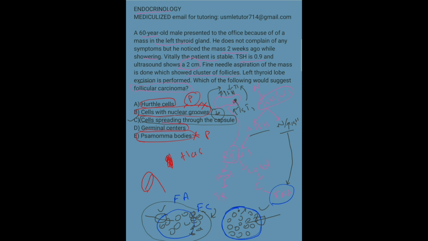The last one is germinal centers. So remember, Hashimoto thyroiditis will also show a germinal center. So these Hürthle cells and germinal centers are some of the things that you will see in Hashimoto thyroiditis. This patient has no hypothyroidism, no hyperthyroidism. There is no autoimmune disease going on, so it doesn't look like Hashimoto thyroiditis. On top of this, they are looking for a follicular carcinoma finding.